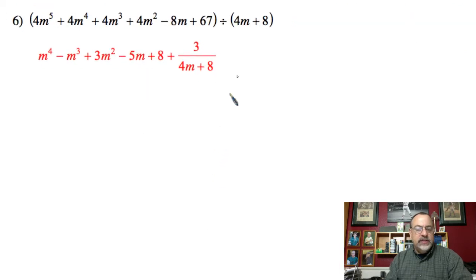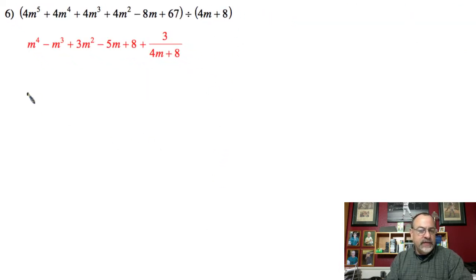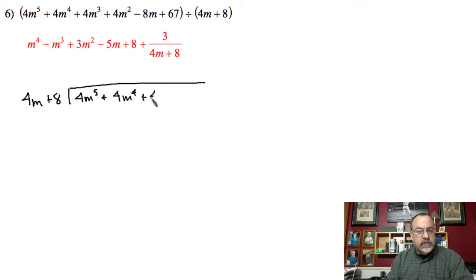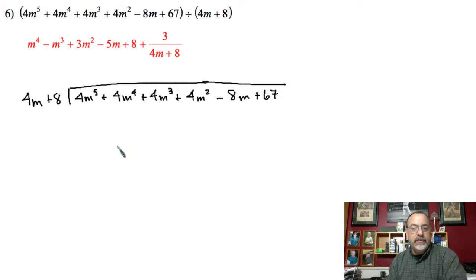All right, let's take a look at this one. And we have 4m plus 8. Oh, okay, that's a little bit more difficult. 4m plus 8. And I'm going to divide that into 4m to the 5th plus 4m to the 4th plus 4m cubed plus 4m squared minus 8m plus 67. Ooh, that's a rather long problem we have to do. Okay, everything's the same. It's just a little bit more difficult from a number standpoint, maybe.